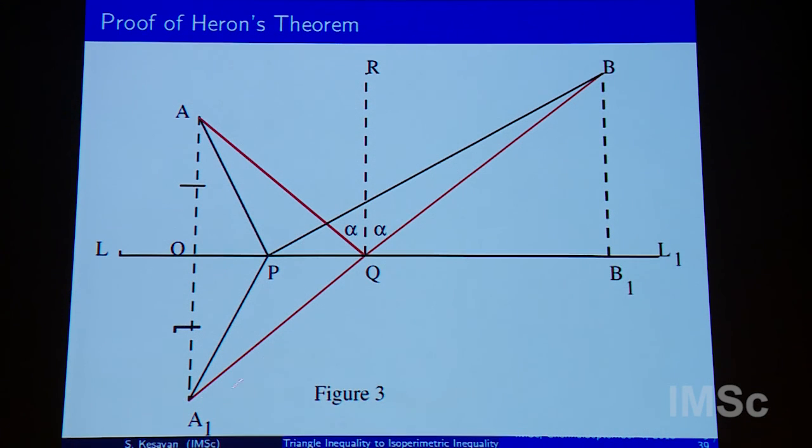So the red line here gives you the shortest path from A1 to B, and therefore the shortest path from A to B will be the reflection of that. Now let's look at that. Those two triangles are still congruent. So these two angles are equal, vertically opposite angles. So 90 minus that, these two angles are equal. So the shortest path is got when the angle of incidence is equal to the angle of reflection.